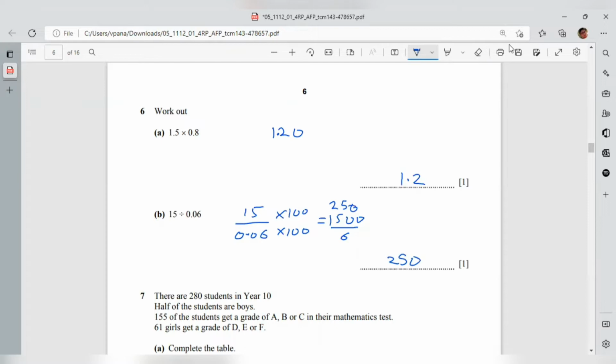If you are not able to do this orally, you can show the working over here. 1500, you can divide by 6. 6 twos are 12. 3, 0 comes down. 6 times 5 is 30. And again 0 comes down. Take this 0 down, 6 zeros are 0. So this is how 15 divided by 0.06 is 250.